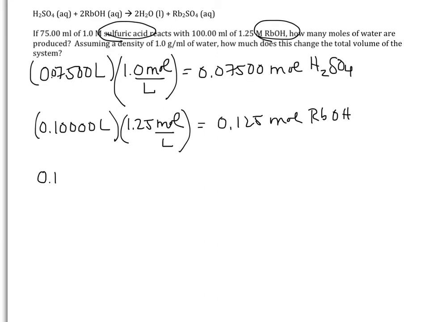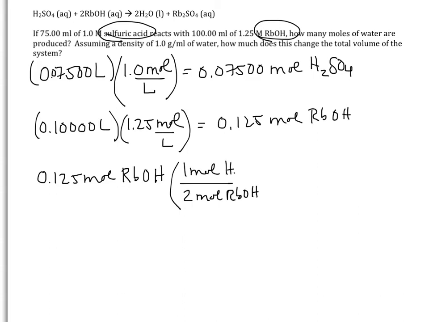I'm going to say, okay, if I have 1.25 moles of rubidium hydroxide, how many moles of sulfuric acid would I need? And I know from the balanced chemical equation that for every 2 moles of rubidium hydroxide that react, 1 mole of H2SO4 reacts. And so that's going to give us 0.0625 moles of H2SO4. Now, let's think about what that is.